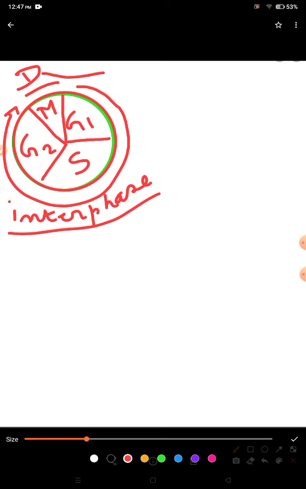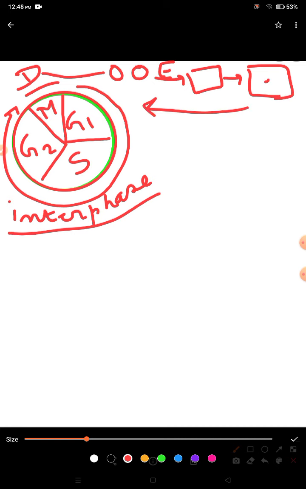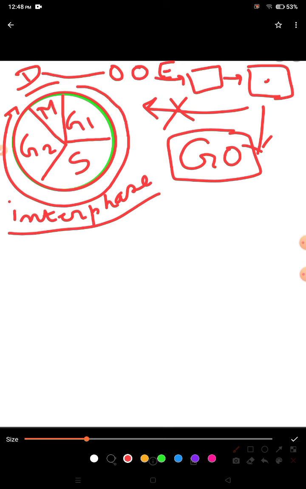Cell divides and daughter cells are produced. These daughter cells elongate. On elongation, they receive the proper shape and size, become mature. This cell escapes the cell cycle, does not enter the cell cycle further. It escapes the cell cycle and enters the G0 phase. The cell present in G0 phase does not divide further.